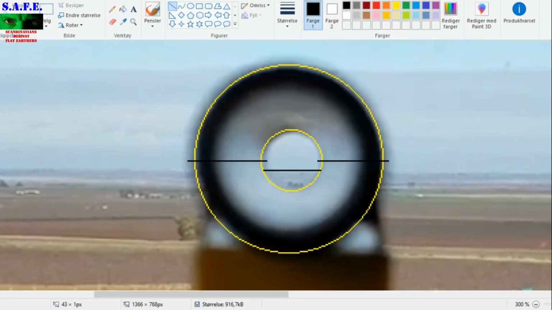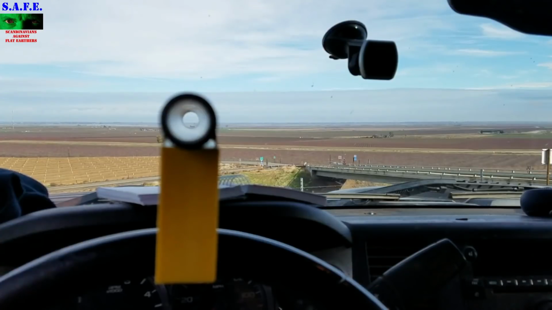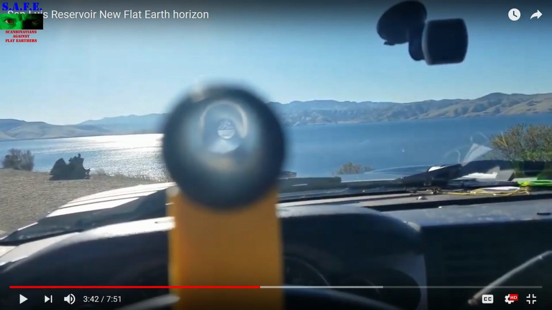Okay, Gary. First of all, your tube is not level. There is no way to point directly through that tube. And you're not looking at the horizon. You're looking at the bottom of a lake with a hill behind it. That's not the horizon.